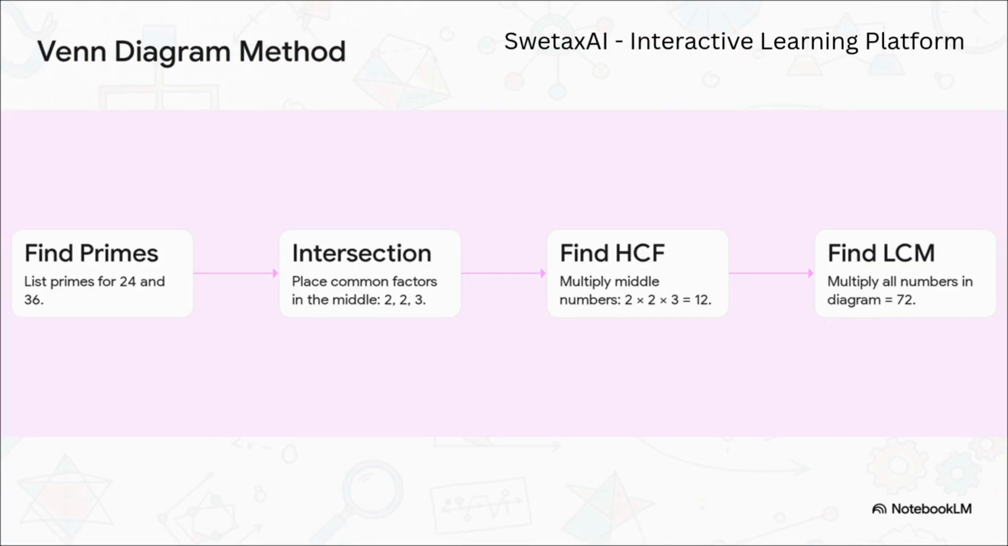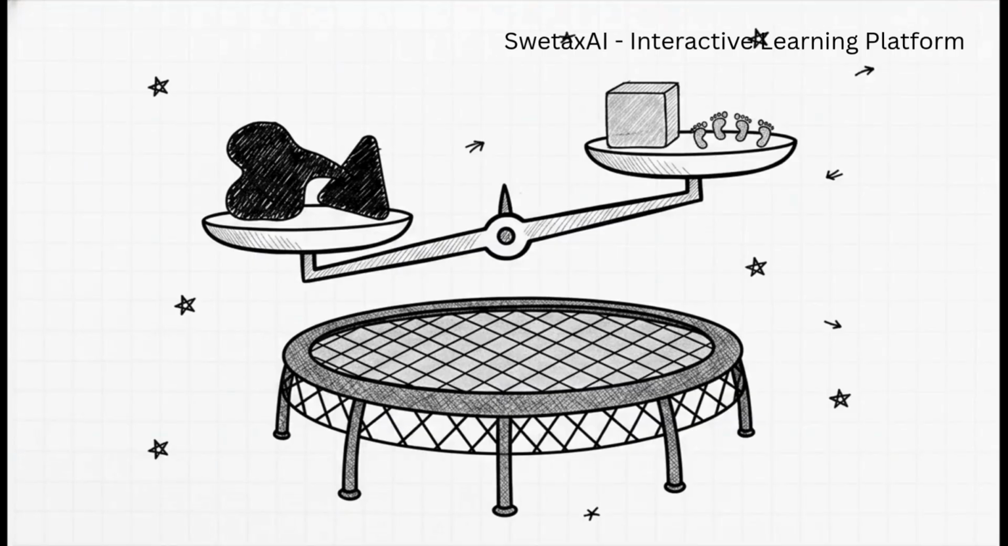Now, here's the magic. If you want the HCF, just multiply the overlapping middle section. 2 times 2 times 3 equals 12. Done! And to find the LCM, you just multiply every single number you see across the entire board. 2 times 2 times 2 times 3 times 3 equals 72. Literally one single diagram, and you get both answers perfectly calculated. It's brilliant.